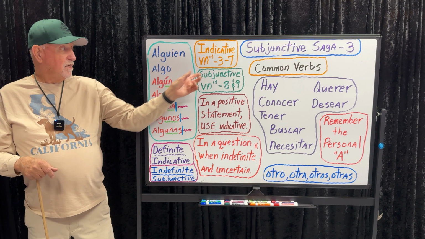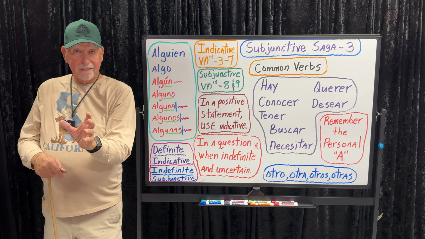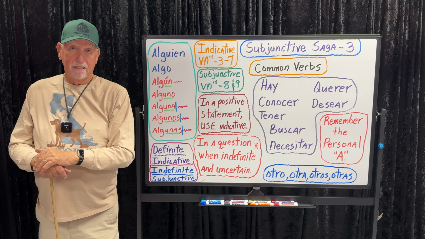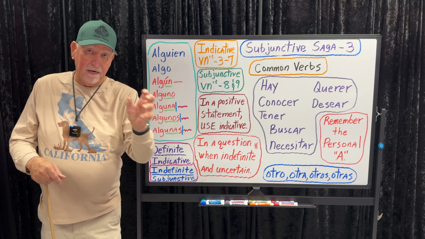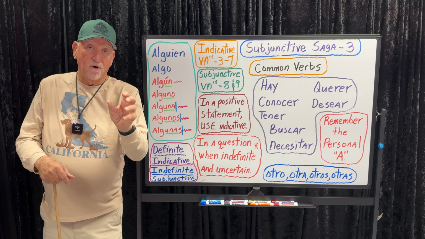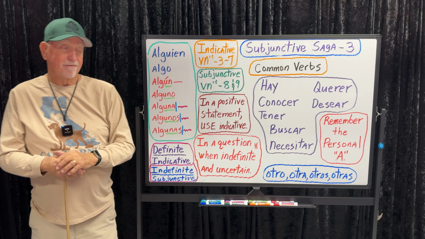All right, so here's the indicative present tense. Tenemos una casa que tiene piscina, está en un barrio bonito, donde no hay mucho crimen. Beautiful.